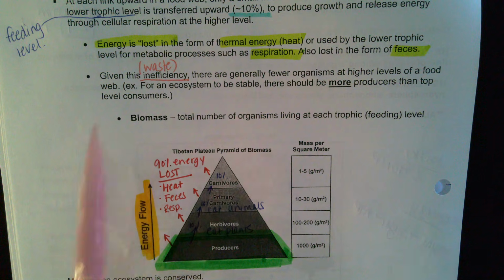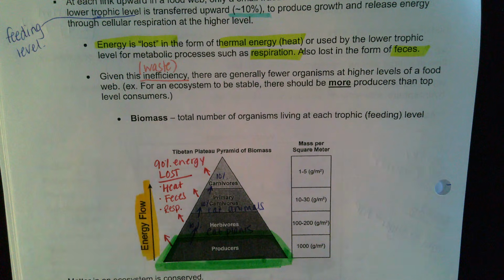So over here, given this inefficiency, meaning only 10% gets moved up, 90% is gone, there are generally fewer organisms at higher levels of the food web. For an ecosystem to be stable, there has to be more producers than top-level consumers.